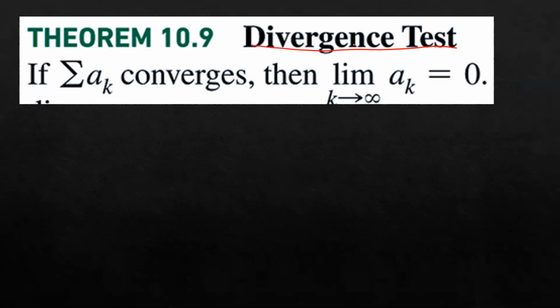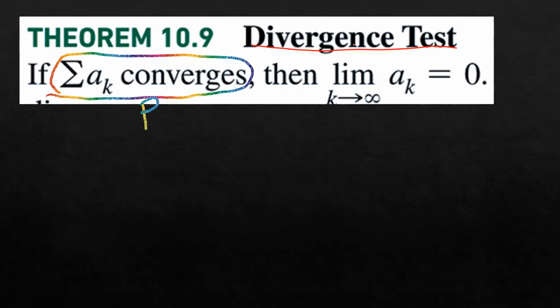Now why is this called a divergence test? When the statement is saying if it converges, then the limit is 0, well, that's not saying what it means to be divergent, right? So we use the contrapositive to rephrase this, okay? And it's more useful than the original statement.